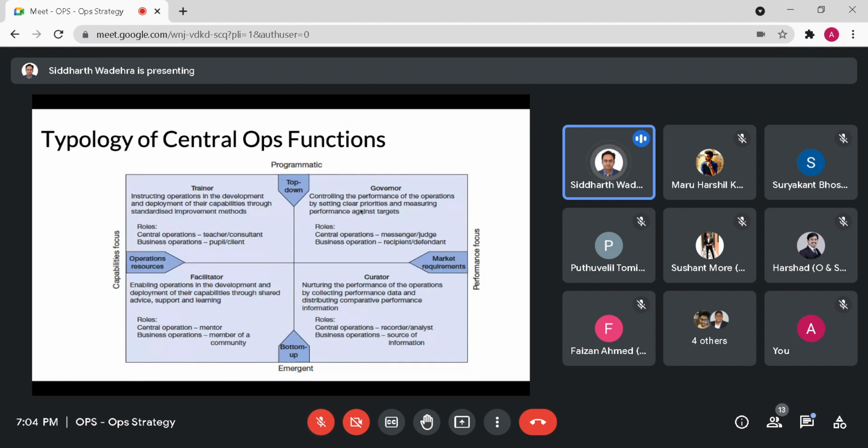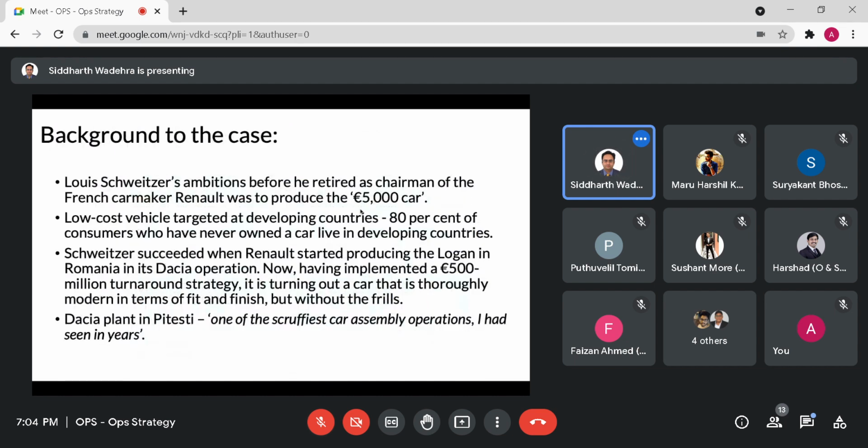And then you have the trainer, where there is mostly one-way, unidirectional communication. The central ops trains different people, looks at different operational capabilities that need to be built up, and then trains the resources to be able to take over some of those roles. We looked at a case where Renault wanted to launch a 5,000 euro car using its Dacia plant in Romania.